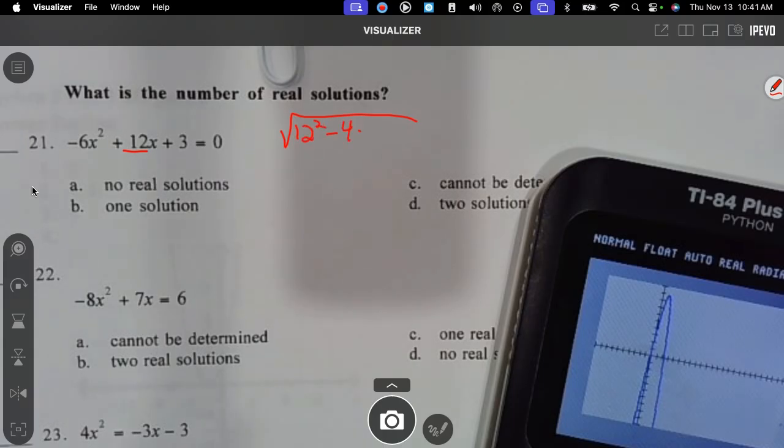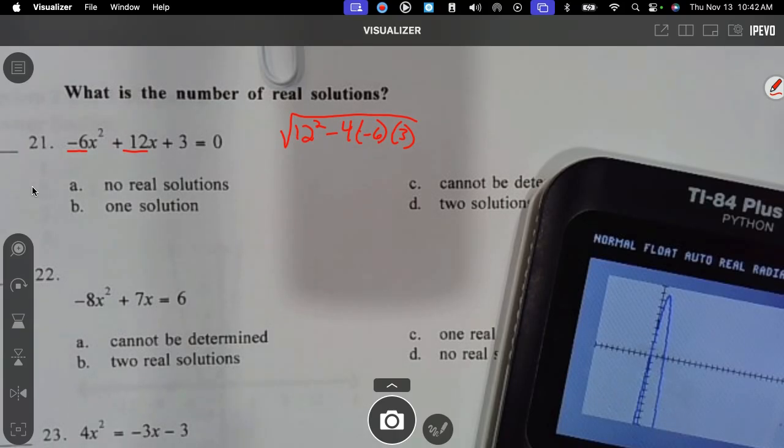The other way to do it is to do the square root of b squared minus 4 times -6 times 3. And if that ends up being a positive number, then it's 2. If it ends up being 0, it's 1. And if it ends up being negative, it's none. If it's 0, it ends up being 1 answer under there.